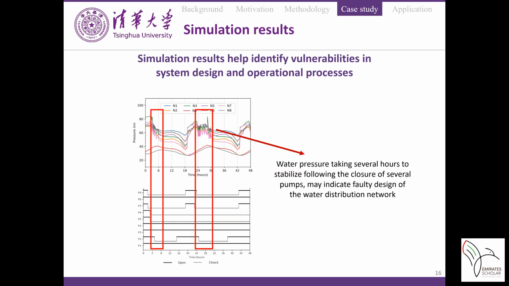And finally, the simulation results also help to identify vulnerabilities in system design and operational processes. For example, in the figure here, we are able to identify some stability issues in the water pressure within the water network due to the closure of certain pump stations. And this may indicate faulty design of the water distribution network, which are later improved or solved.